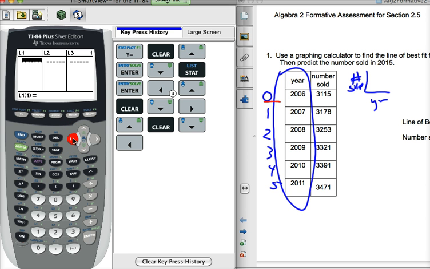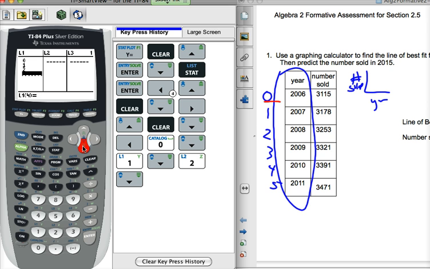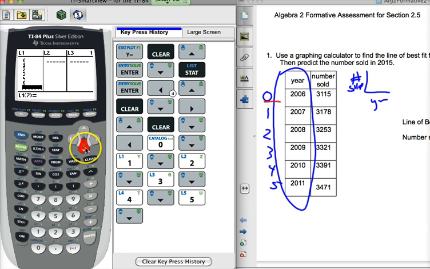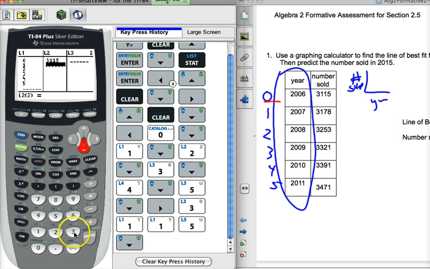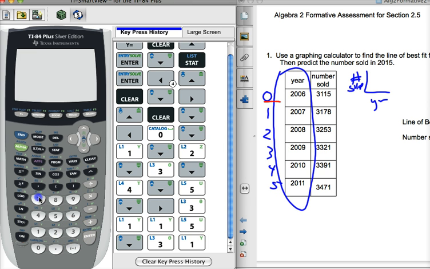So now I'm going to go ahead and put my lists in. I've got to go 0 through 5, so 0, arrow down, 1, arrow down, 2 through 5. Over in list 2, put those numbers in. We have 3,115. On down.